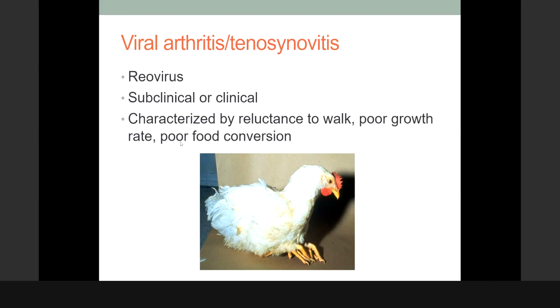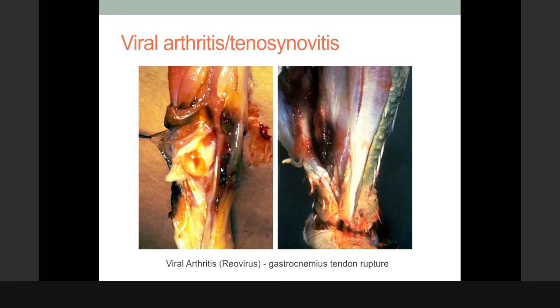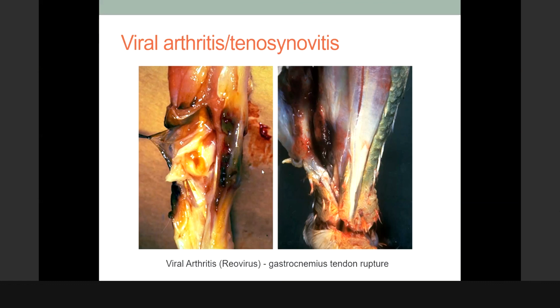Okay. It can happen subclinically or clinically, characterized by reluctance to walk, poor growth rate, and poor feed conversion. Reoviruses are well known to cause viral arthritis as well as stunting and runting syndrome. They just don't grow well. In case of viral arthritis, you'll see swollen joints. If you open the joint area, you'll see fluid, purulent discharge in the fluid area, and sometimes it leads to gastrocnemius tendon rupture. The gastrocnemius tendon ruptured here.